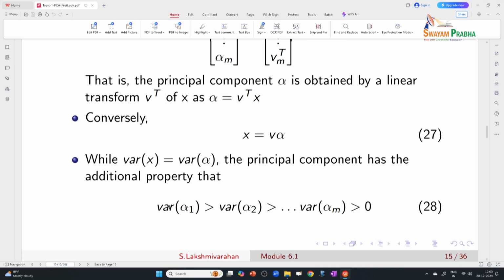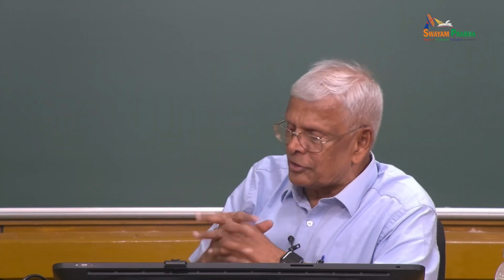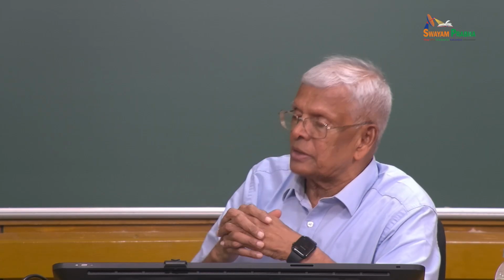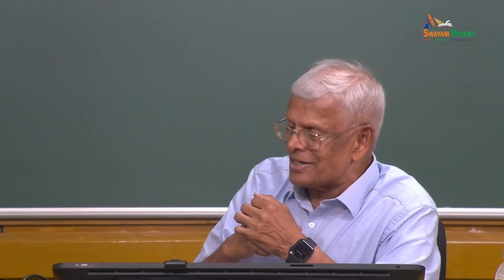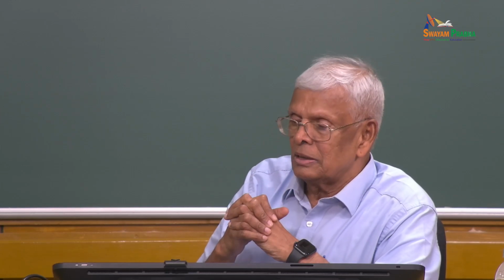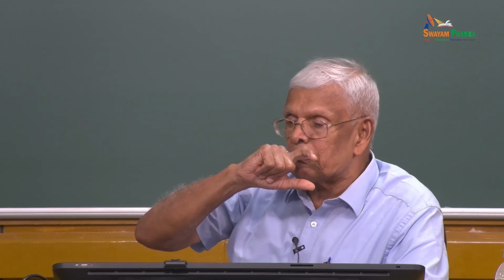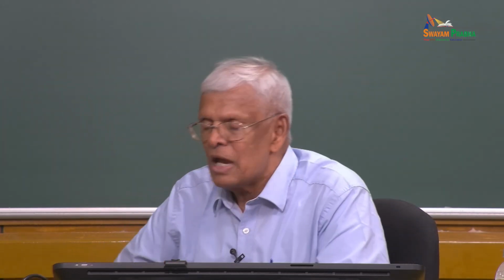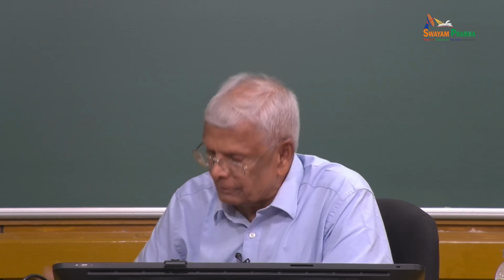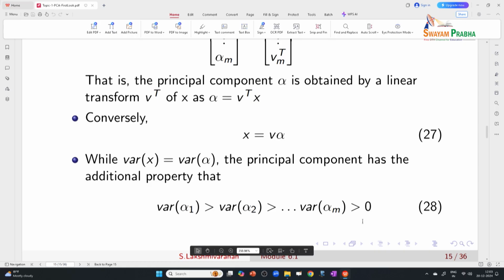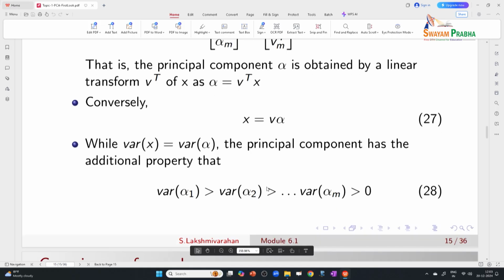Additionally, I have variance of alpha 1 greater than variance of alpha 2, and so on, down to variance of alpha m, which is greater than or equal to 0. That means now I am able to express X in the new basis given by the principal patterns whose coefficients are the principal components. The property of the principal components is such that it has an added property, namely the variances of the principal components are steadily decreasing as I go from alpha 1 to alpha m. This is the additional property that comes from this analysis.